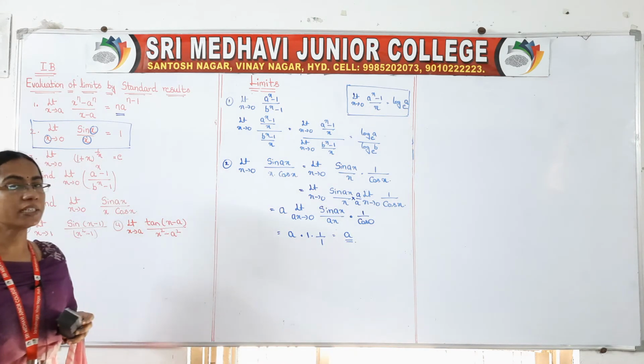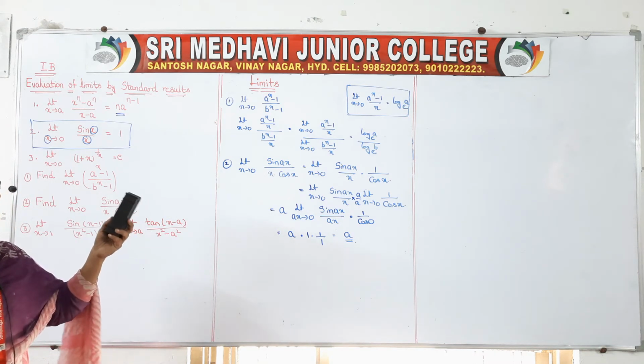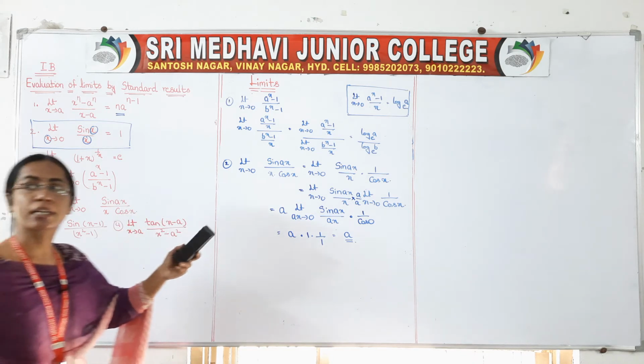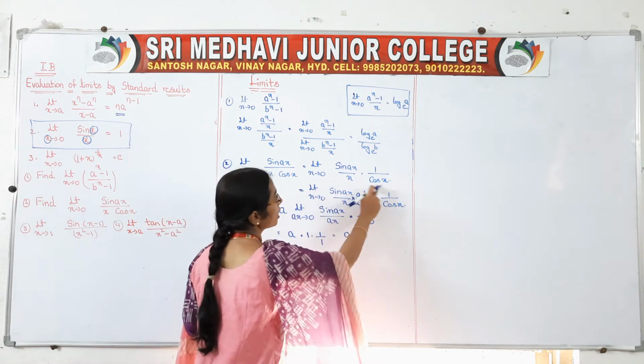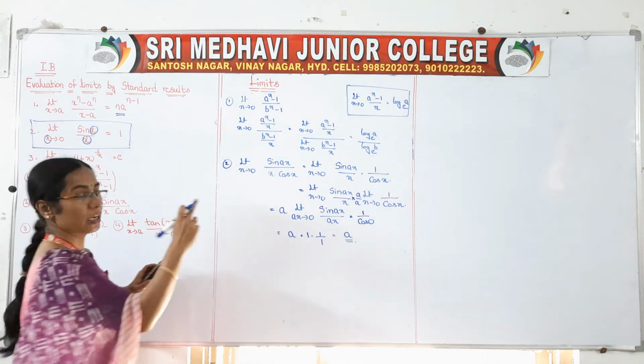Okay, so very simple. Sin ax by x, you separate it into 1 by cos x. Two terms are there. If two terms are there, we have to take the product of the two terms. Okay, so then you apply your formulae.